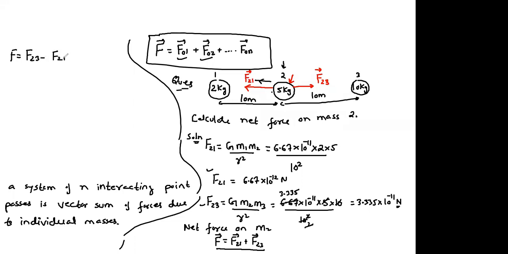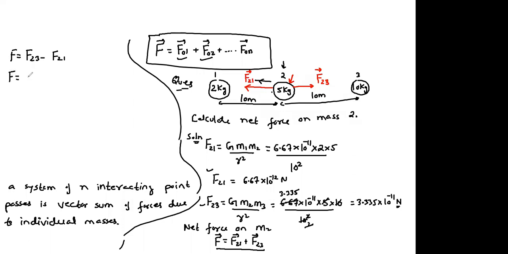I'm repeating again. If you're adding two vectors vectorially and they're acting in opposite directions, then instead of addition, they will actually get subtracted. If you use the entire parallelogram law, then again you will see that they are getting subtracted. So F23 is greater, F21 is smaller. So we'll subtract F21 from F23.